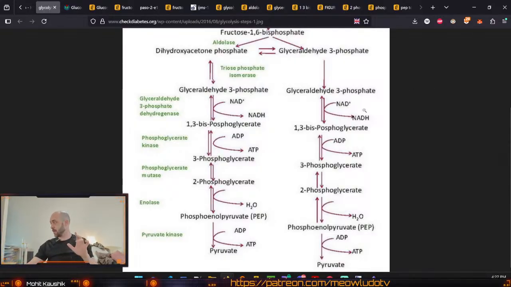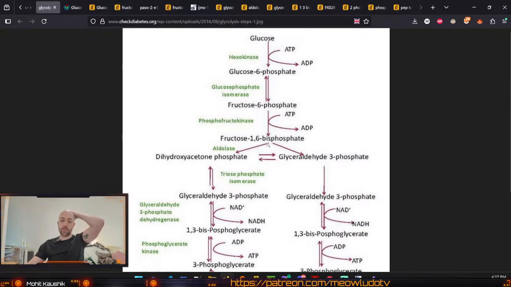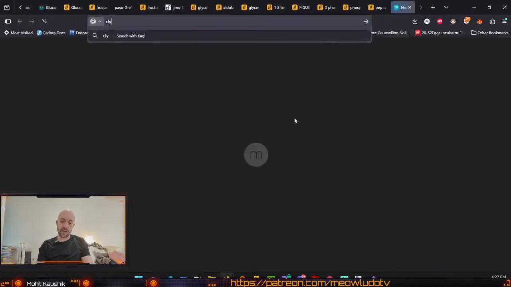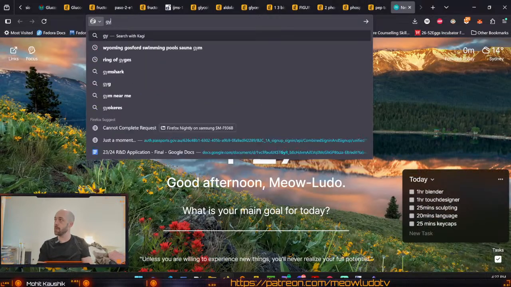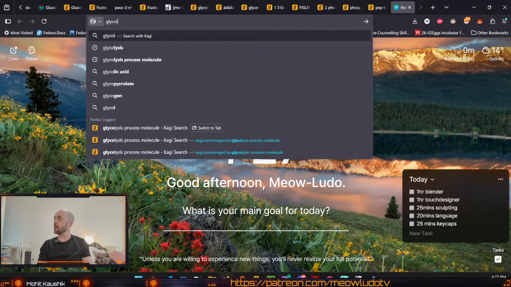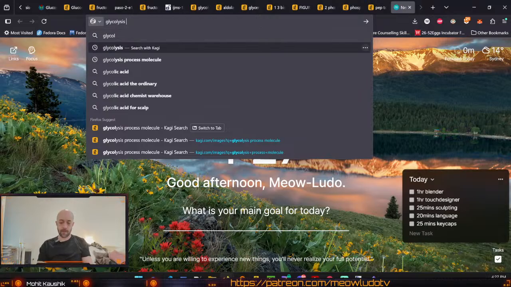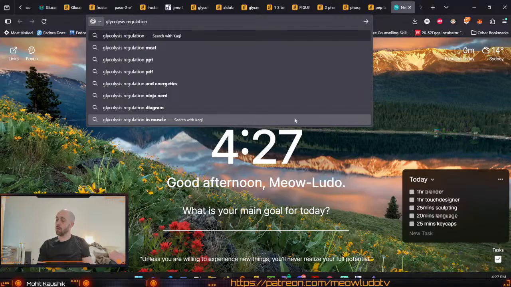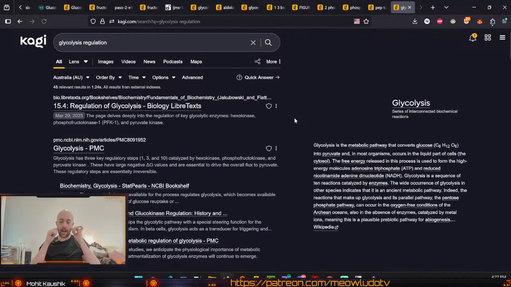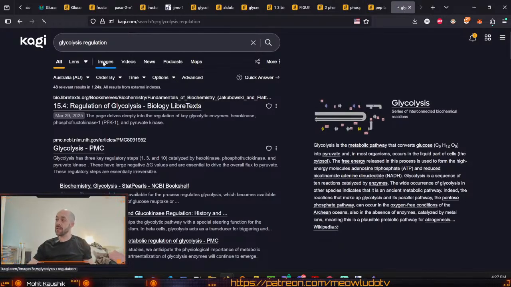Okay, so in here, there are some reactions that can happen both ways. What we're going to do now is have a quick look at why this is important. Glycolysis regulation. Because we might not want all of these processes to happen at once. We might want to regulate when this is happening.